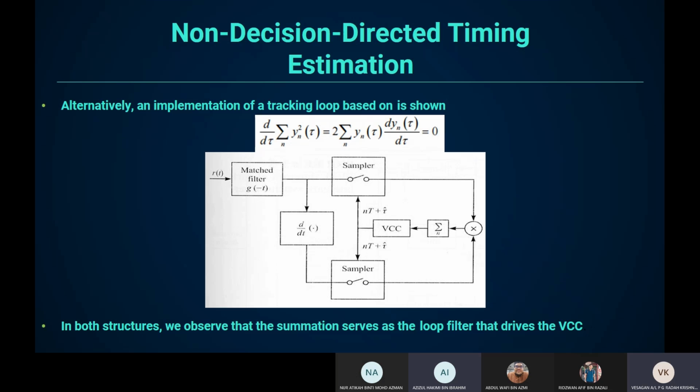Alternatively, an implementation of the tracking loop based on the likelihood function is shown in the block diagram below with the equation. In both structures, we observe that the summation serves as the loop filter that drives the VCC.